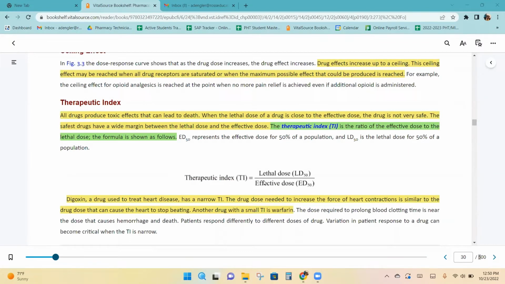All drugs produce toxic effects that can lead to death. When the lethal dose of a drug is close to the effective dose, the drug is not very safe. The safest drugs have a wide margin between the lethal dose and the effective dose. The therapeutic index is the ratio of the effective dose to the lethal dose. The formula is shown as follows.